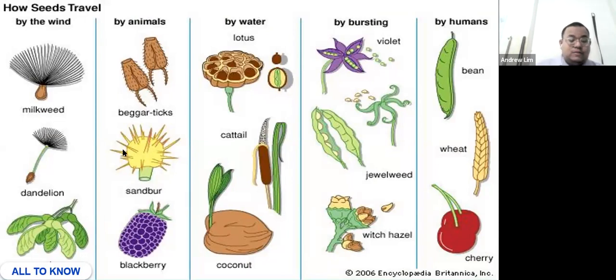Some is by animals, where they're stuck onto the animal's body. Some is by water, like lotus here. Some is by bursting, because when the fruit bursts, the seed is dispersed into the air and falls down on the ground, and that's how it starts growing. Some is by humans, after we eat it into our tummy and then we pass it out, or we humans grow and plant the seed ourselves. So these are the 5 different methods on how the seeds actually turn into a baby plant.